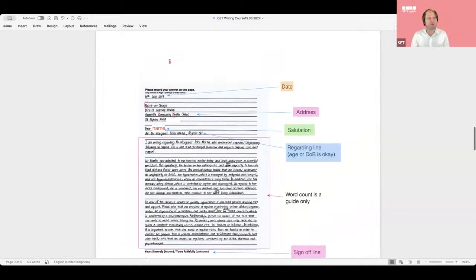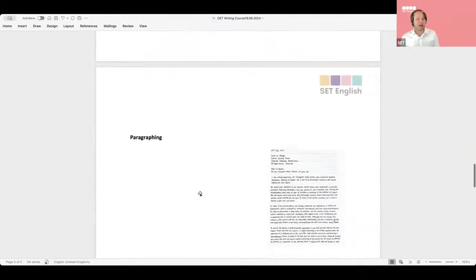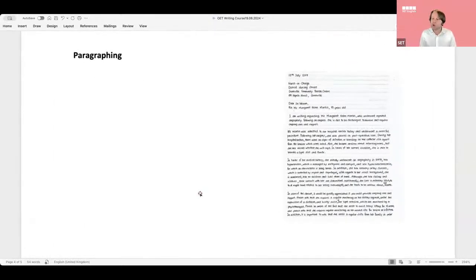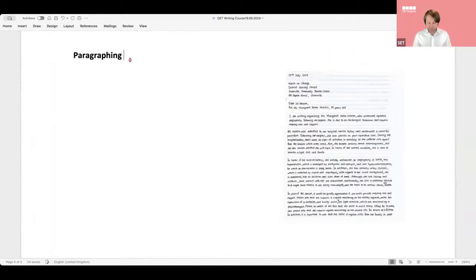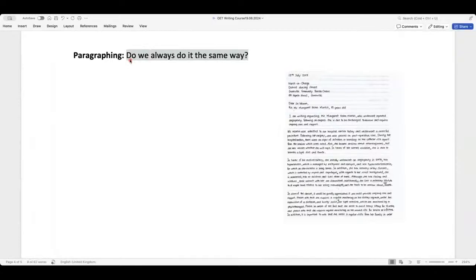So this is the layout of the letter. Let's talk about paragraphing now, because this is where it gets a bit more difficult. What's the name of the first paragraph you will write? Introduction. Now, the first question with paragraphing is this: do we always do it the same way? No, it depends on the situation. So the answer is no.